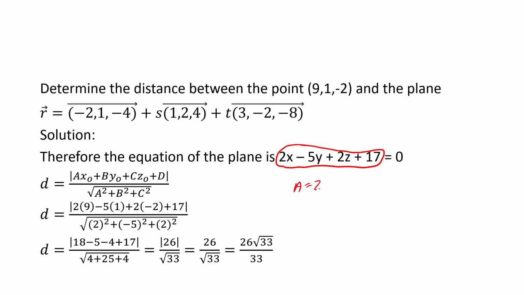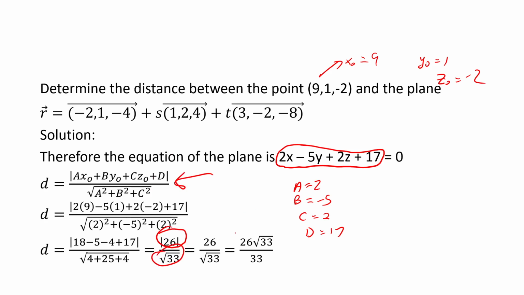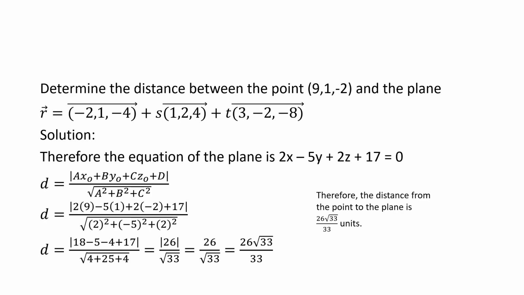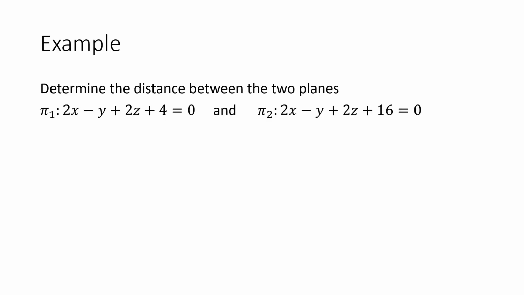So A is equal to 2, and B is equal to -5, and C is equal to 2, and D is equal to 17. And x naught is 9, and y naught is 1, and z naught is -2. And we plug those values into this formula. And ultimately, we end up with the absolute value of 26 over the square root of 33. And so we get 26 over root 33, and we can rationalize and get 26 root 33 over 33. And so that's the distance from that point to that plane.